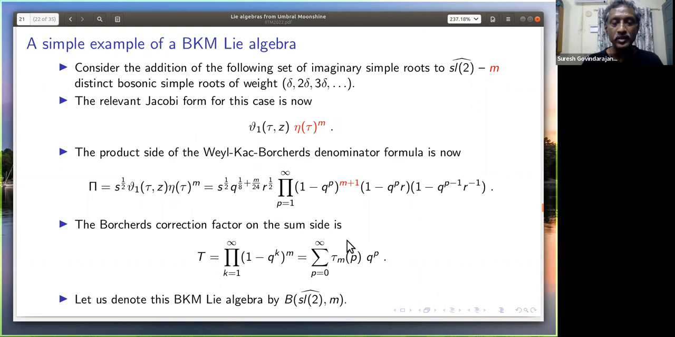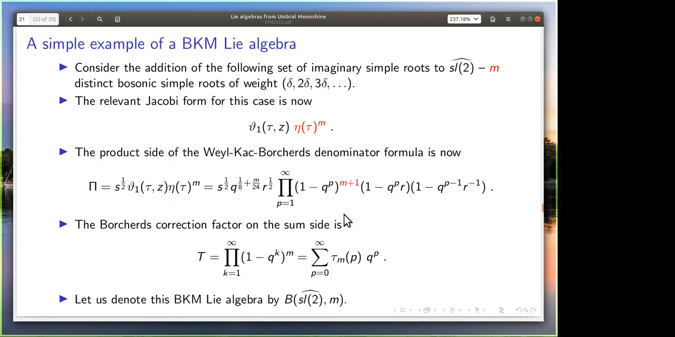And if you go ahead and see, what you get is the following: on the product side, of course, we know eta has a nice product formula. So you can see that what was 1 becomes m plus 1. And the powers of q also work out. And all these things work out.